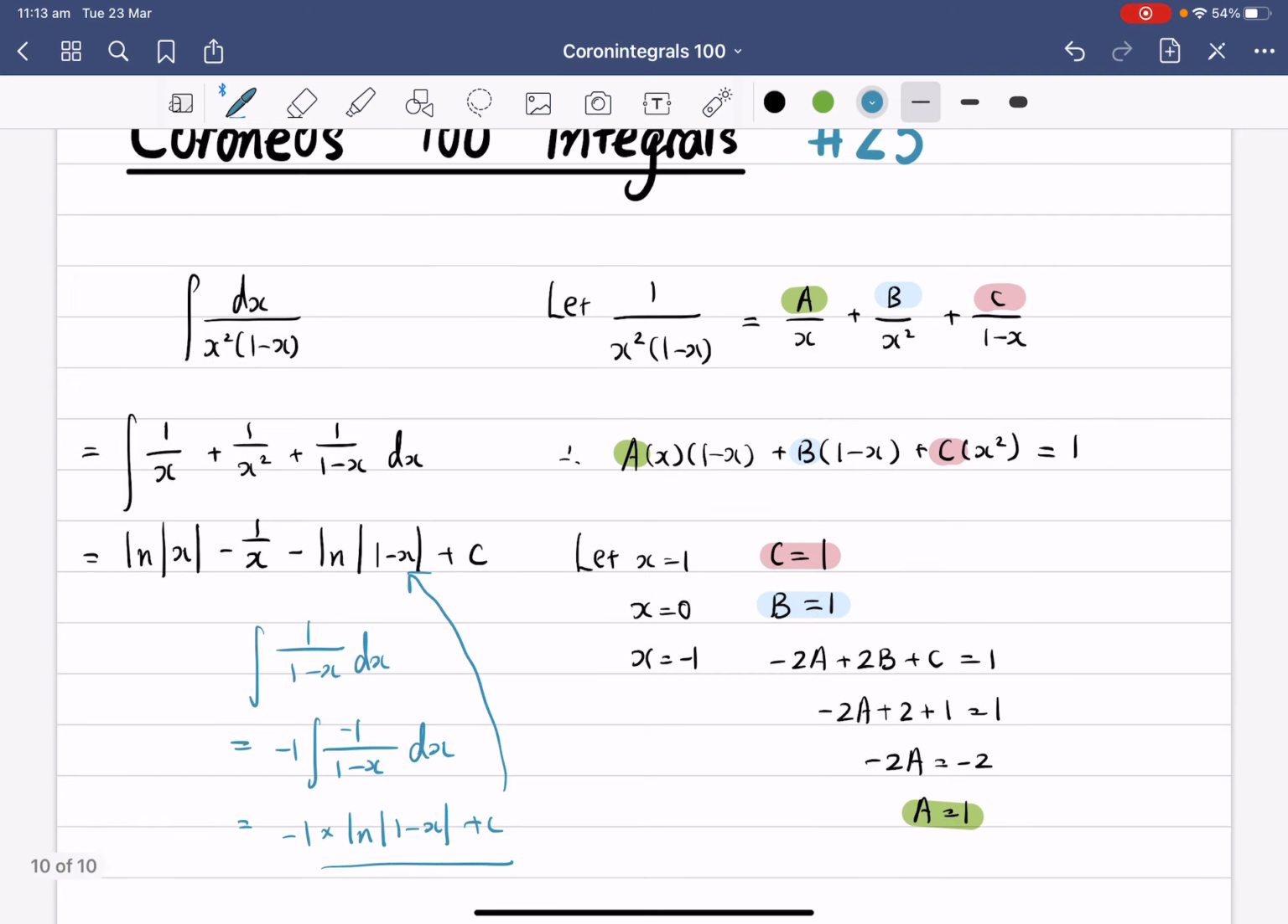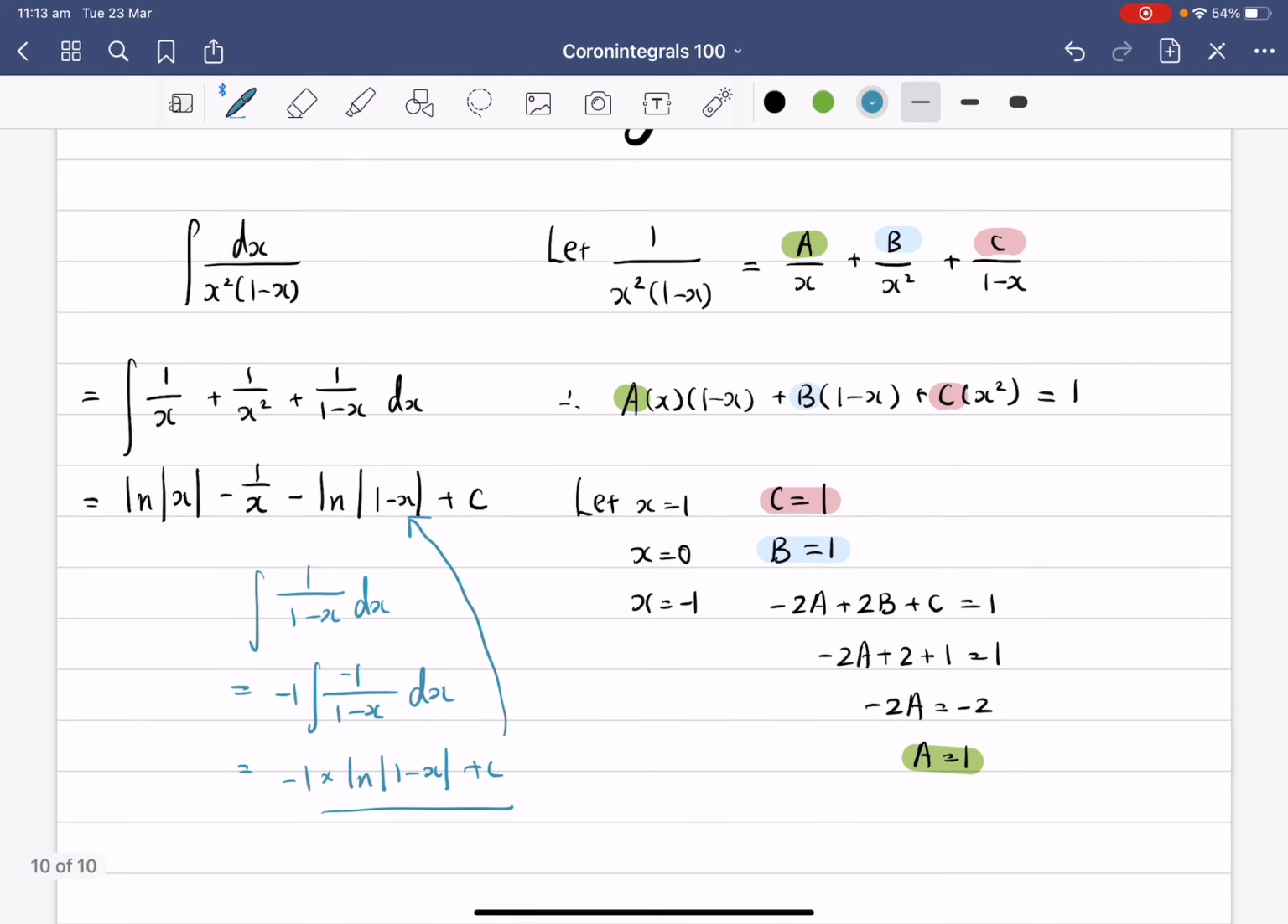Okay, that's a pretty good question. You need to use the partial fraction to simplify the fractions into 3 parts, and you can integrate each part by part.